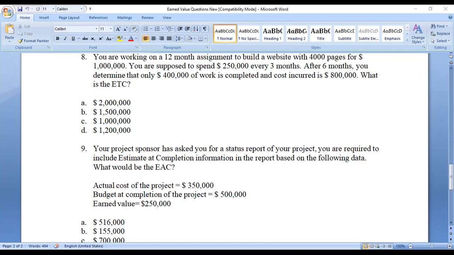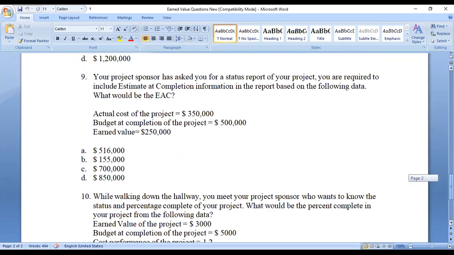Okay, what will be the answer for the ninth one? Your project sponsor has asked for your status report for your project. You are required to include estimate and completion information in the report based on the following data. What would be your EAC? Your actual cost is 350,000, your budgeted completion is 500,000, and your earned value is 250,000. So, what is your EAC, estimated completion?